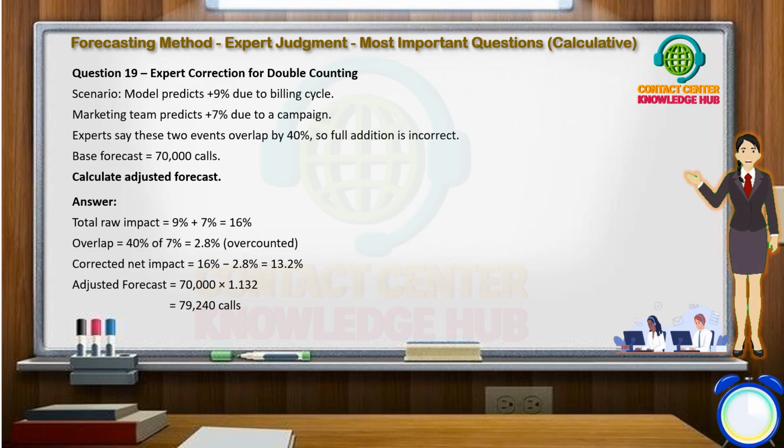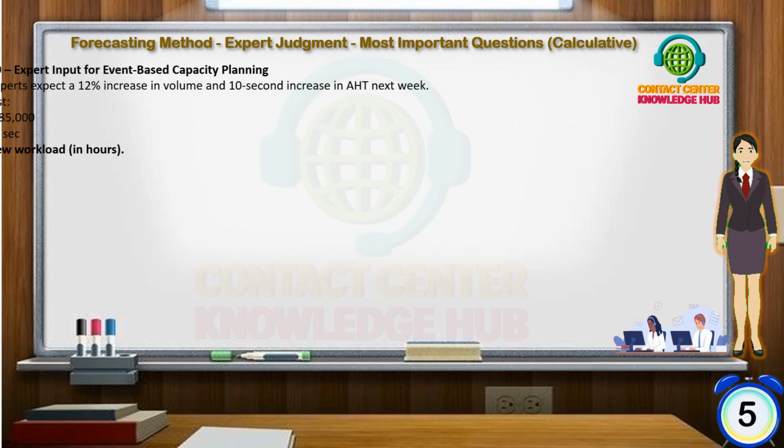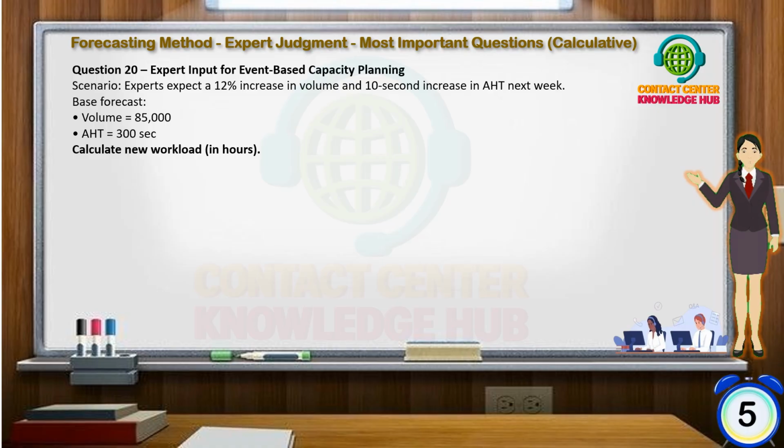Key takeaway. You must subtract the double counted portion, otherwise you inflate the forecast and risk overstaffing and cost spikes. Now let's solve question 20, expert input for event-based capacity planning. Here's the scenario. Experts expect two changes next week. First, a 12% increase in volume. Second, a 10% increase in AHT.